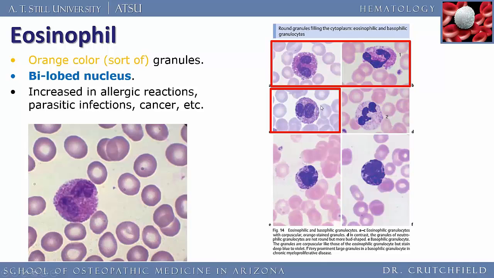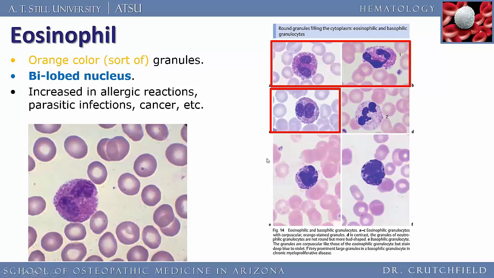This one's bilobed with lots of granules. They say they stain orange or red. And if we look at the caption to the picture, it says eosinophilic and basophilic granulocytes. The eosinophilic granulocytes with orange stained granules. Okay, use your imagination. In contrast, the granules of a neutrophil are not round, but are more bud-shaped. I'll be honest, I can't tell round or bud-shaped. I don't know what they're talking about here.